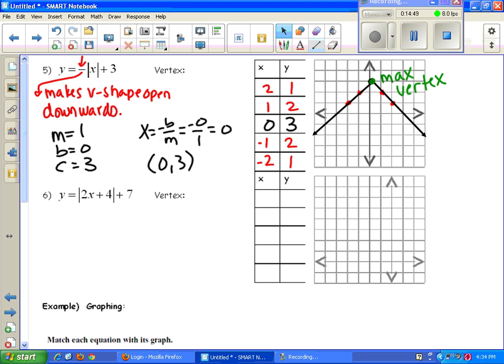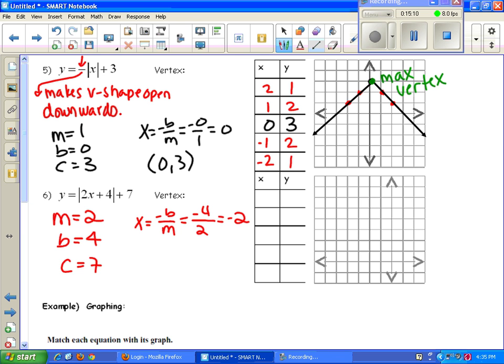And for the last equation, let's go ahead and do this one as well. So we have our m value is equal to 2. B is equal to 4, C is equal to 7. So the vertex x coordinate negative b over m, which is equal to negative 4 over 2, which is negative 2. Now I'm going to make my vertex coordinates, negative 2 comma 7. So that's my vertex. I'm going to put that on my chart here, negative 2, 7.